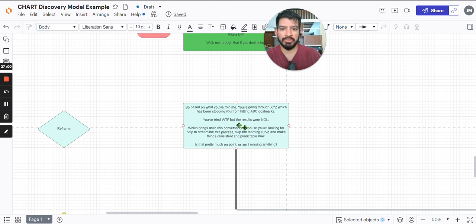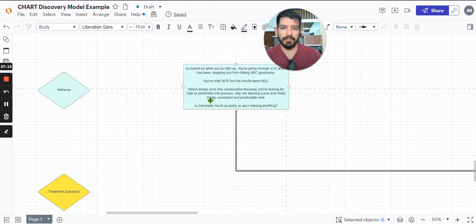Yeah, yeah. And you've tried XYZ, but the results were not great. Like they're just not happening. So, which brings us to this point of the conversation. This is ultimately what caused you to seek out our help. You want help so you can streamline this and make sure you accomplish XYZ goals in the most efficient and effective manner you possibly can, instead of wasting your time, or whatever they're trying to avoid, essentially. Is that pretty much on point, or am I missing anything? Oh yeah, it's pretty much on point. Or they'll tell you you forgot something or something like that.